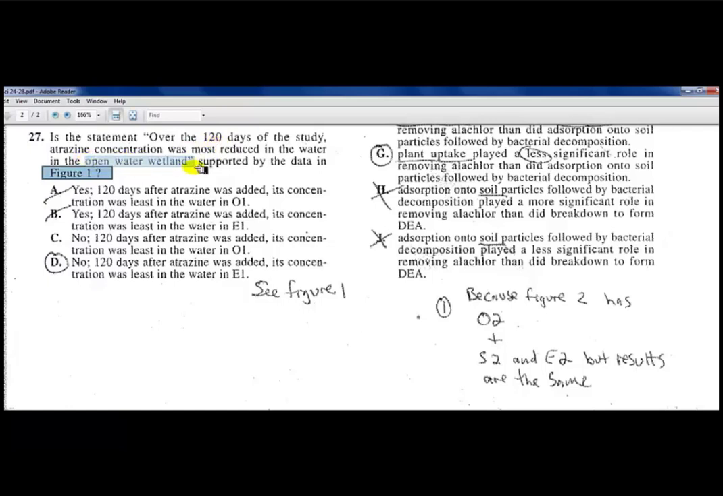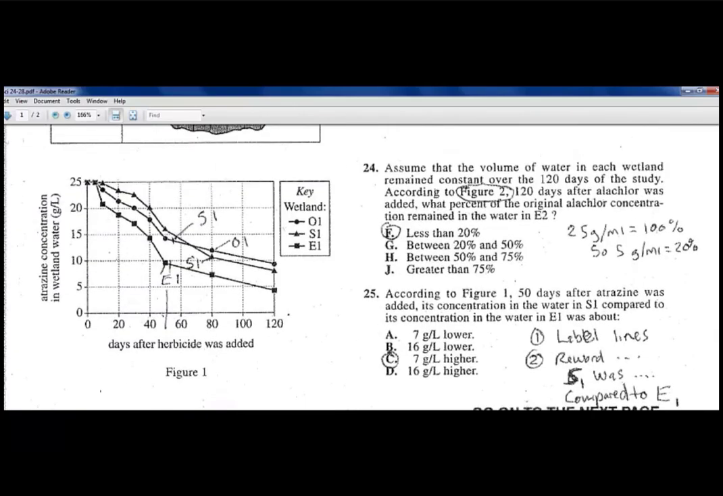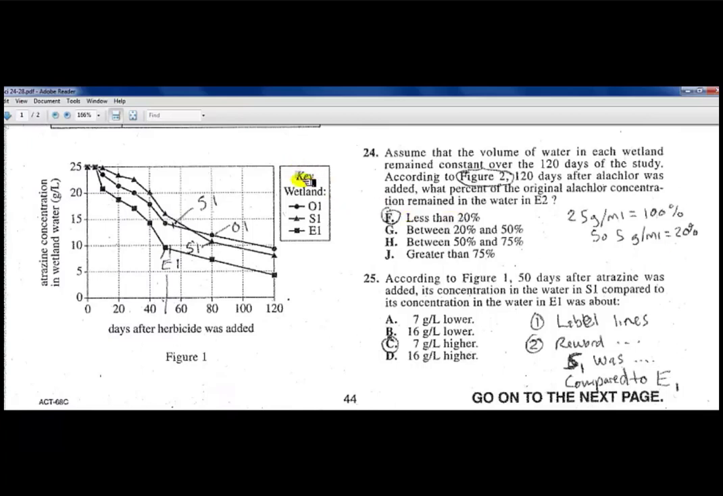Is that true? Let's go back in and take a look at figure 1. When you go up to figure 1, here is figure 1. We're going to need to take a look at the key. The key will tell us the different wetlands are here, and we are looking for open water. So open water is O1, which is the circle. You see here is the circle, and here is 120 days. So was it the least in this experiment? Here's the atrazine concentration.